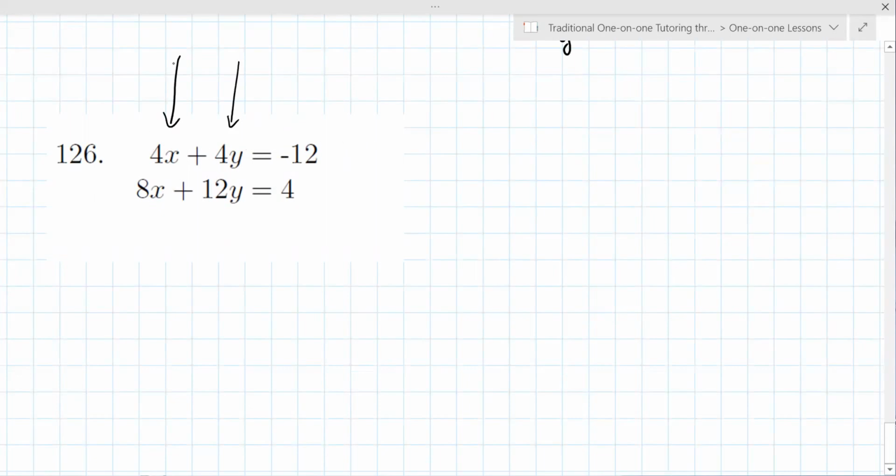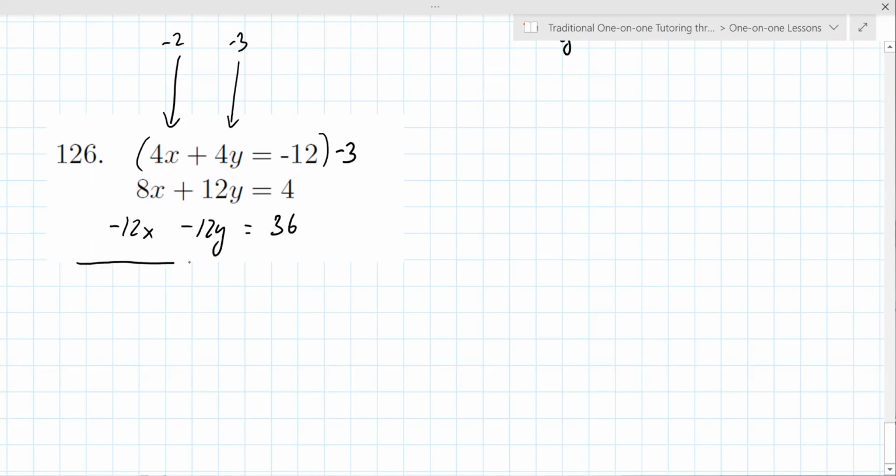Because you could multiply by minus 2 to get minus 8x, or you can multiply by minus 3. And it's your choice. So what do you want to multiply the first equation by? It basically depends on which variable you like to eliminate. Do you want to multiply by minus 2 to get minus 8x and cancel with that, or minus 3 to get minus 12y to cancel with that? Minus 3. So I'm going to write the result below. Minus 12x minus 12y equals 36.